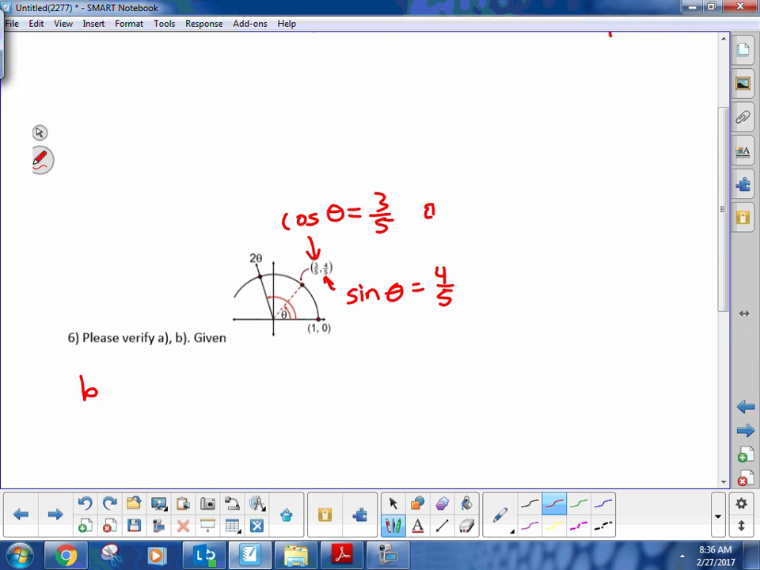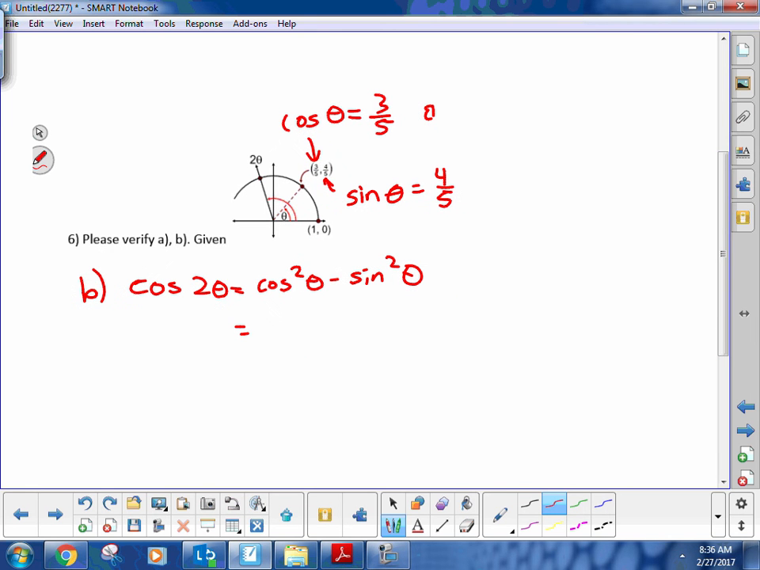Okay, so for B, we're going to do cosine double angle. That's going to be cosine squared theta minus sine squared theta. So we're going to go ahead and use 3/5 squared minus 4/5 squared, because those are the values for each one of those. And from here, this is going to be 9 over 25 minus 16 over 25.